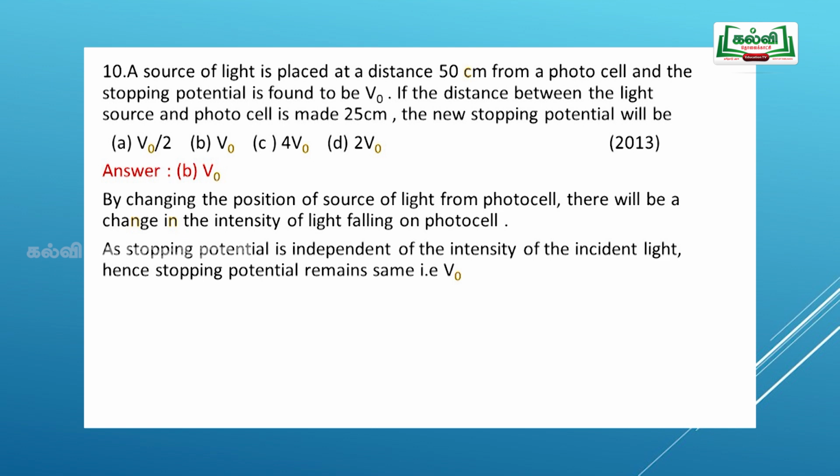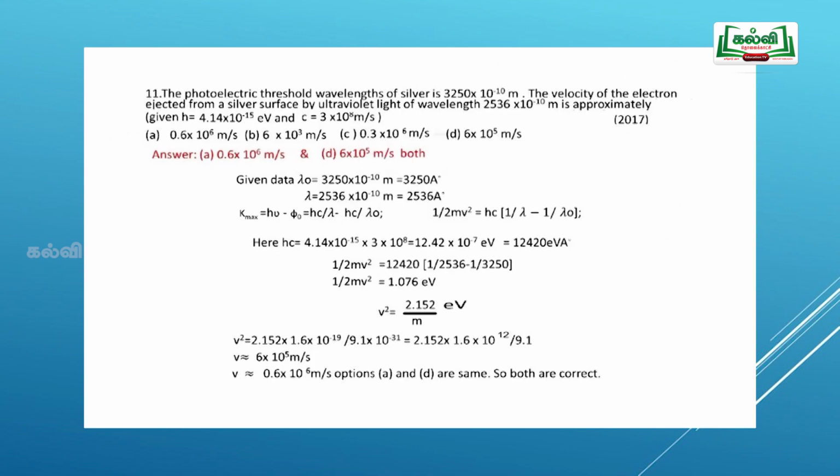So, as you reduce this distance, the intensity of the light will change. But when the intensity of the light changes, it has no effect on the kinetic energy or the stopping potential, as we already saw. So as the stopping potential is independent of intensity of incident light, the stopping potential remains the same. So the answer is option B, V naught. Next we'll move on to the next question.